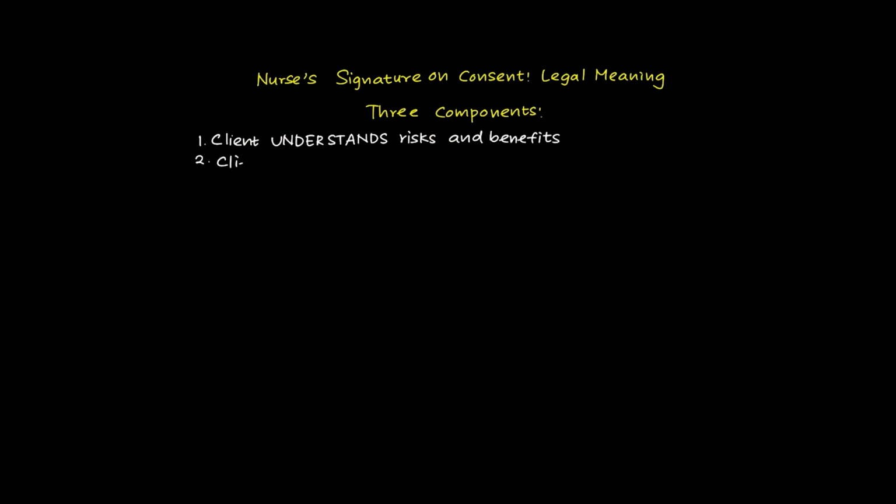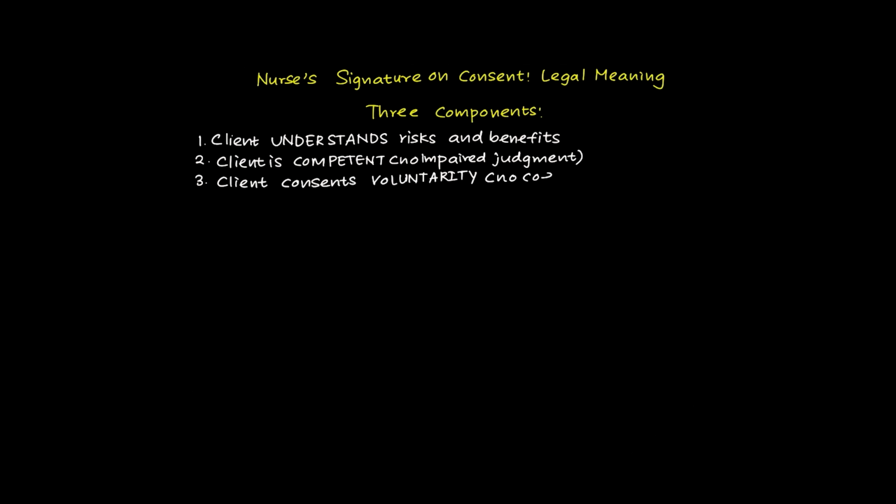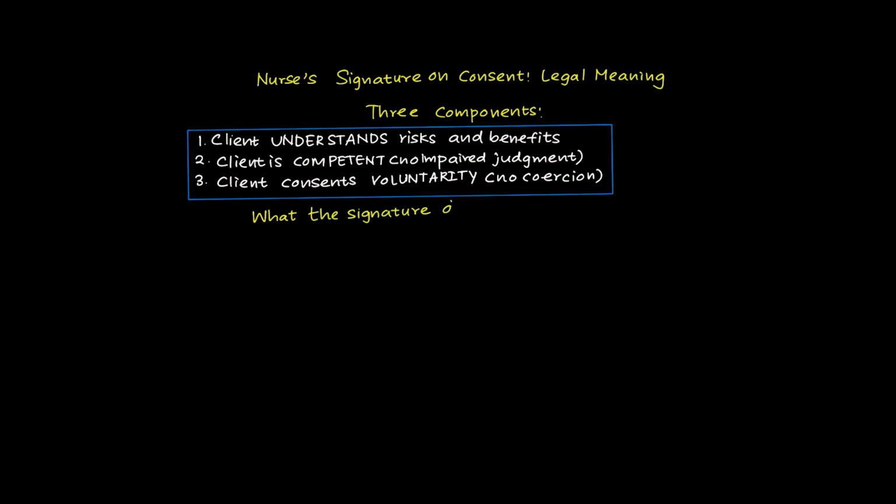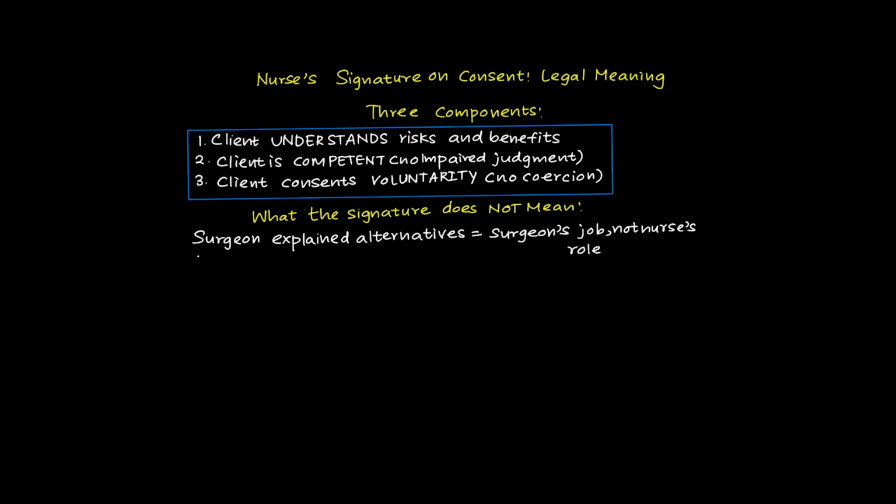It validates that the client understands the risks and benefits, is competent to sign without impaired judgment, and voluntarily gave permission. 3 components packed into one signature: understanding, competence, and voluntariness. The nurse isn't confirming that the surgeon did a thorough job explaining alternatives. That's the surgeon's responsibility during the informed consent conversation. The nurse wasn't necessarily present for that entire discussion, and the witness role doesn't extend to auditing the provider's disclosure.